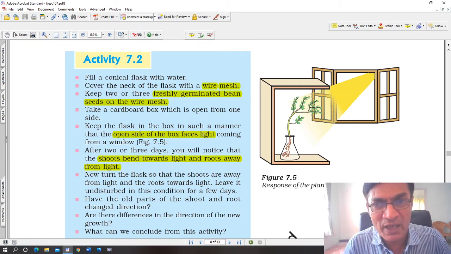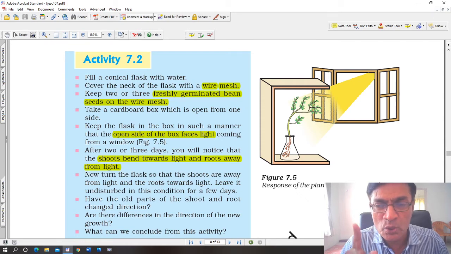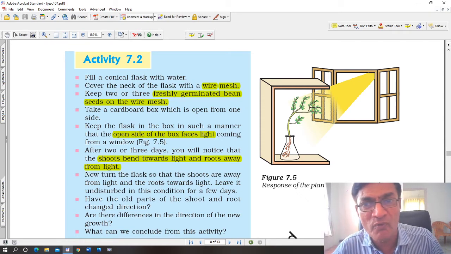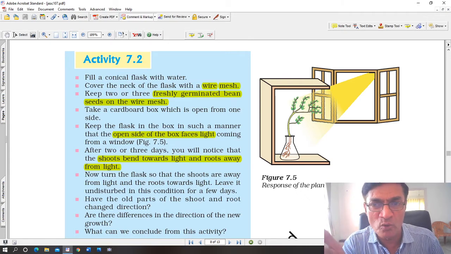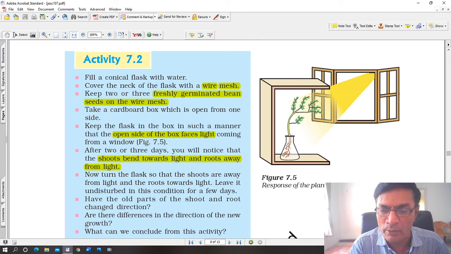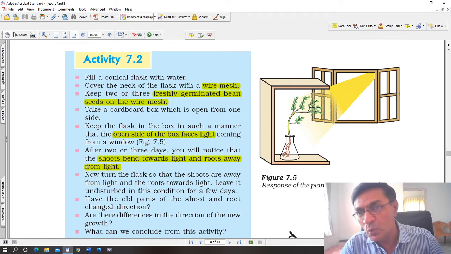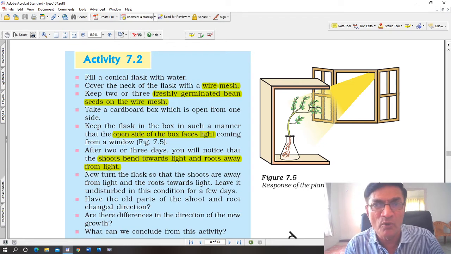So in this case, both the shoot as well as the root show phototropism. But the shoot, the upper part, shows positive phototropism, whereas the roots show negative phototropism. They bend away from the light. Okay. So when a plant bends away from the light, it is negative phototropism. When the shoot, in this case, bends towards the light, it is called positive phototropism.